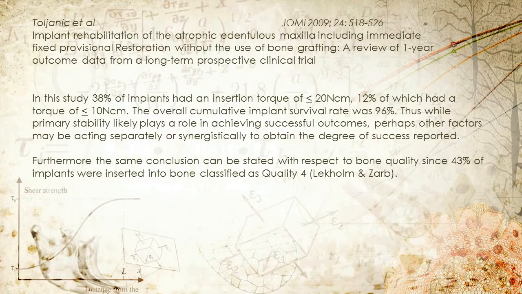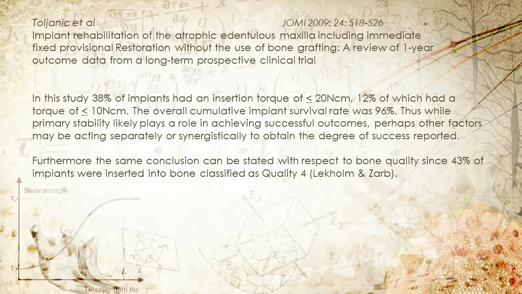And Tolyanik astounded himself because this was an immediate load study in edentulous maxilla of all things, where they had a target insertion torque of 40 Newton centimeters, but they did not exclude implants with less than. And when they looked back at their data, they were shocked to find that nearly 40% of implants had an insertion torque of less than or equal to 20 Newton centimeters, and 12% had less than or equal to 10 Newton centimeters, and it made absolutely no difference to the outcome.